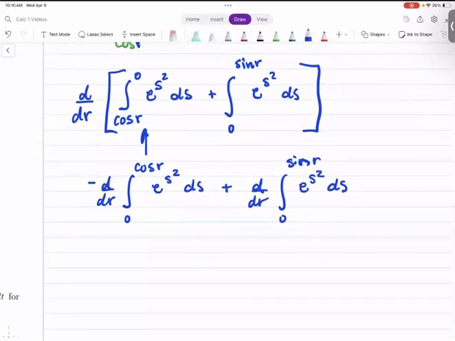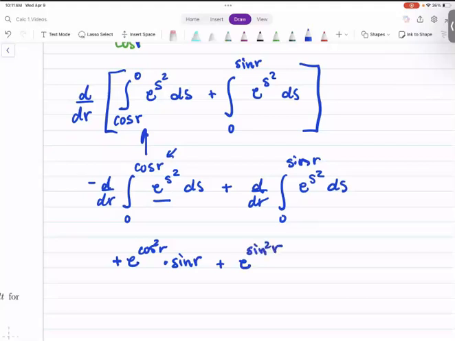All right, and now we just apply the chain rule. So the derivative of this thing is going to be the inside function evaluated there. So e to the cosine squared r times the derivative of cosine of r, which is a negative, so now we have a positive, sine of r, plus e to the sine squared r times the derivative of sine of r, which is positive cosine of r. That's it. It's not so bad.